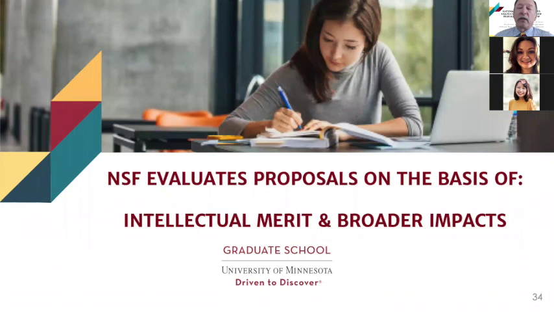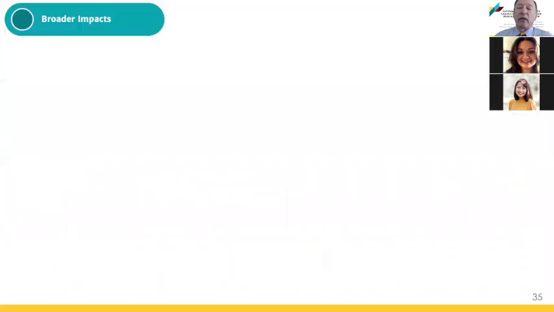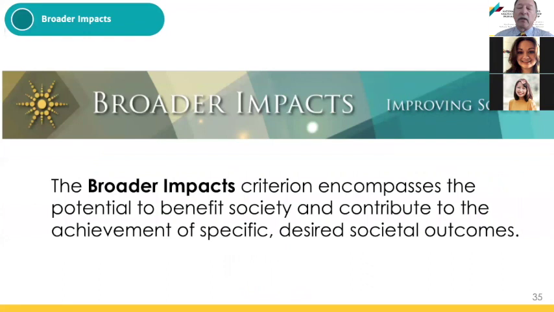The broader impacts is the one that is really new for most people. So NSF defines it this way: the broader impacts criterion encompasses the potential to benefit society and contribute to the achievement of specific desired societal outcomes. So basically, the idea here is, what are the impacts that you have had and will have outside of your discipline, outside of the scholarly environment?